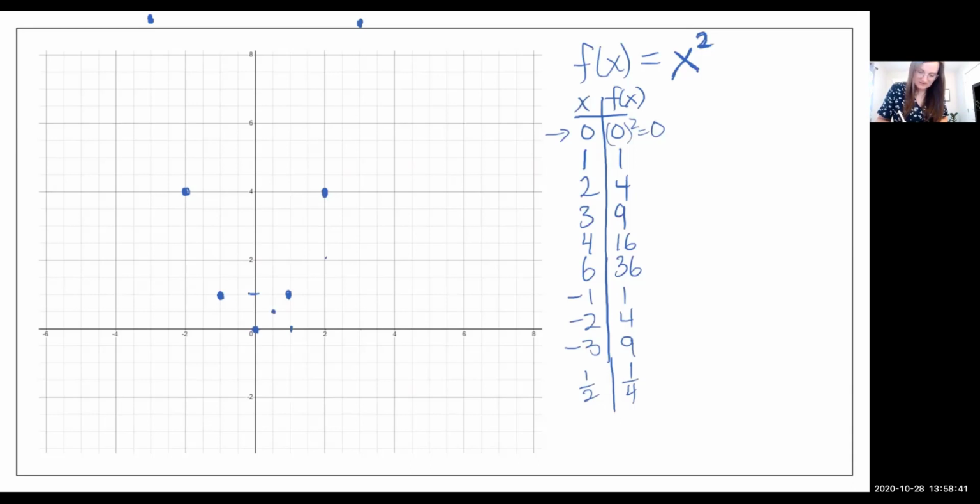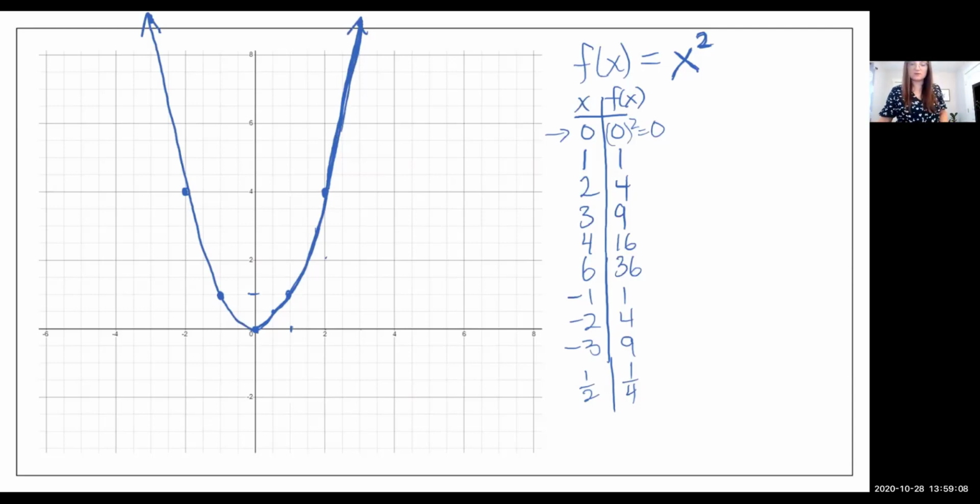As you get more points in detail, this is a little hard to draw, you're going to get something like that, right? And it keeps going forever and ever. So you've seen something like this. This is a parabola, no big deal. It represents all the possible points that happen when you have an x squared.